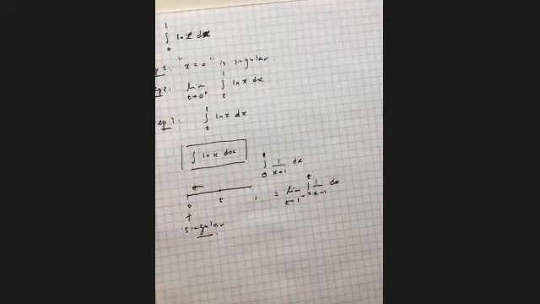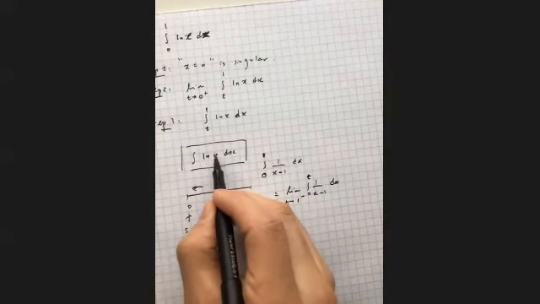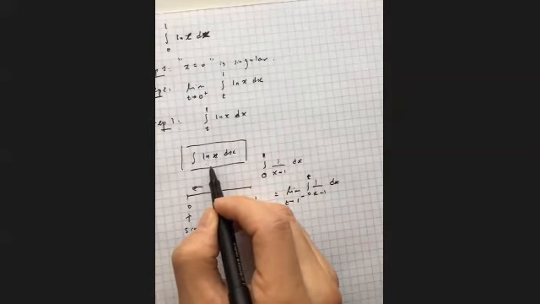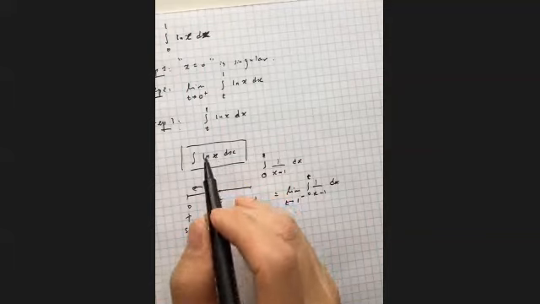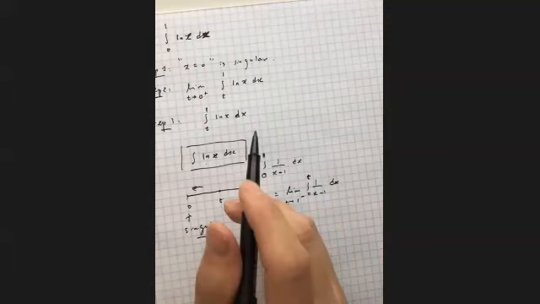When you have an integration you want to evaluate, you have to be able to determine which technique fits best for the problem. In this question here, given this expression, this is definitely not partial fraction technique. This is definitely not trigonometric substitution. So that leaves you only two possible choices, u substitution or integration by parts.